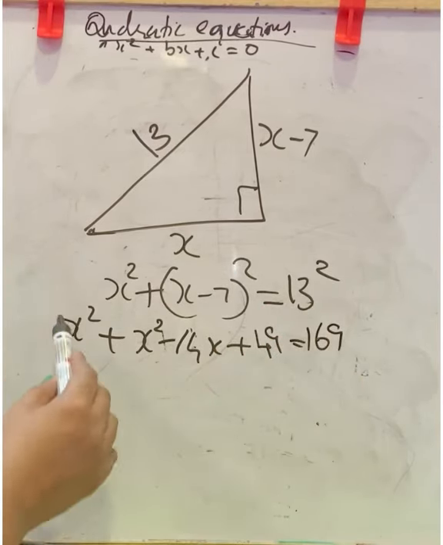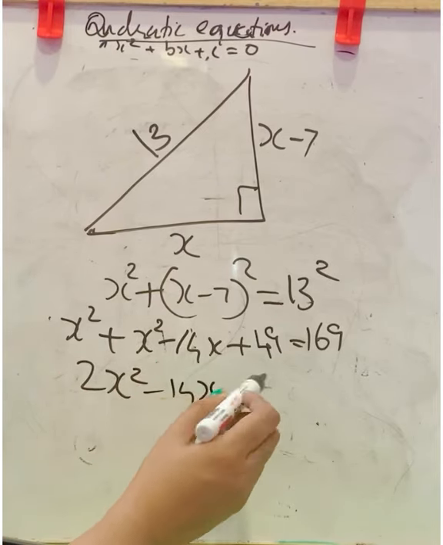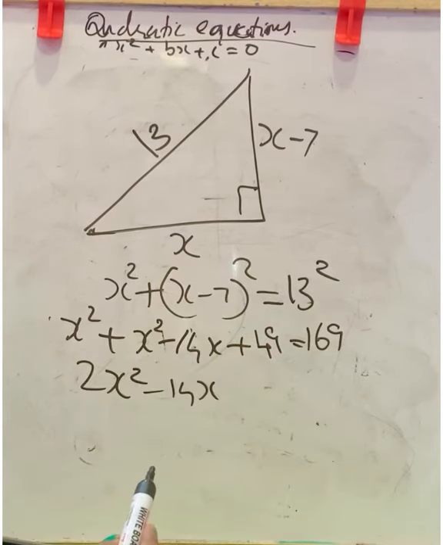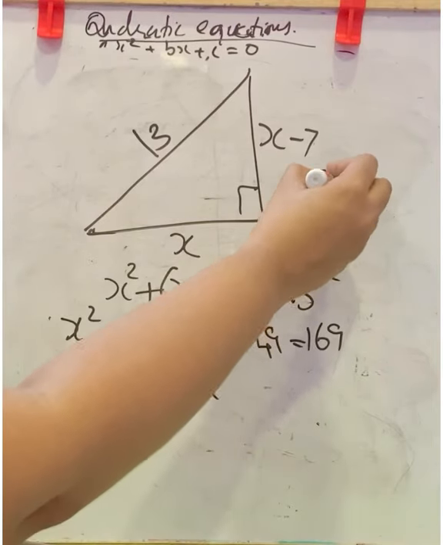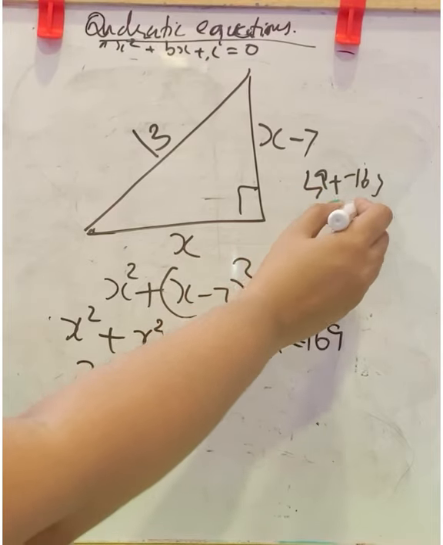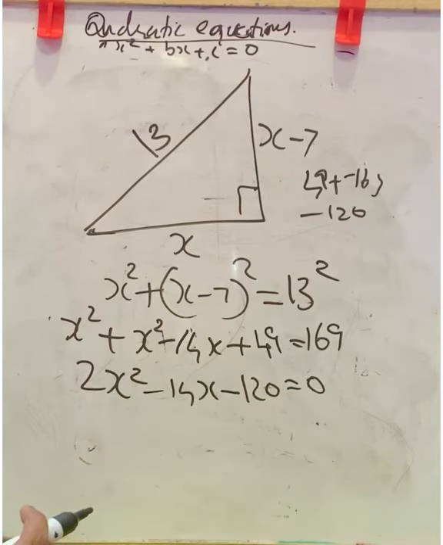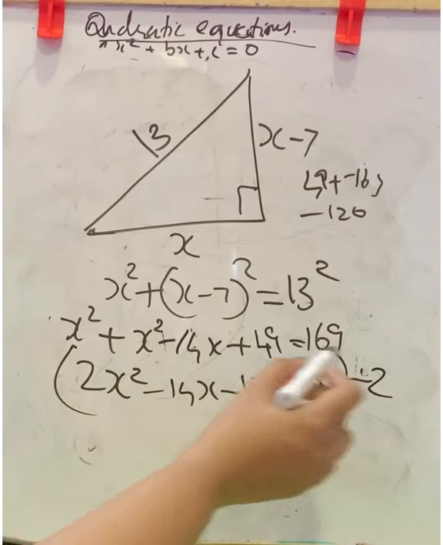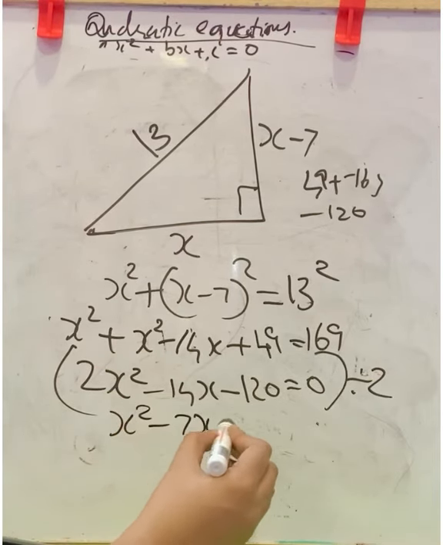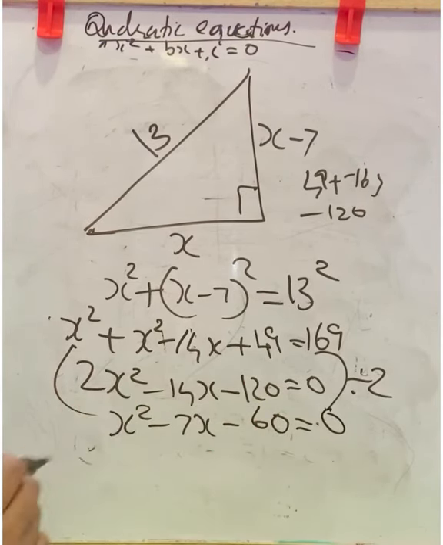Now you can rearrange. x square plus x square is 2x square minus 14x. Here 169 in RHS, taking to LHS it becomes minus 169. So we have 49 plus minus 169, answer will be minus 120. So minus 120 equal to 0. Now we can divide the whole equation by 2 so that it will be the least form. This becomes x square, this becomes minus 7x and this becomes minus 60, equal to 0 by 2 is 0. This is the quadratic equation we have.